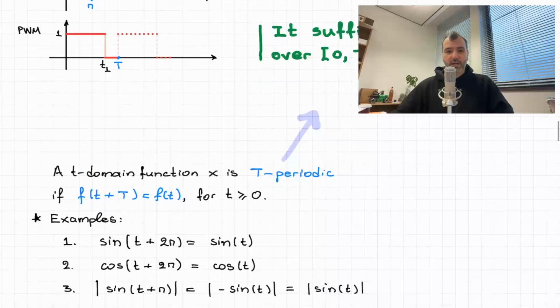Now, let's have a look at the definition of a periodic function. We say that the function is T periodic, or is periodic with a period T, if this happens, and this is what we mean by the function repeats: the function at time t plus big T is equal to the value of the function at the current time t. And this holds for all t.